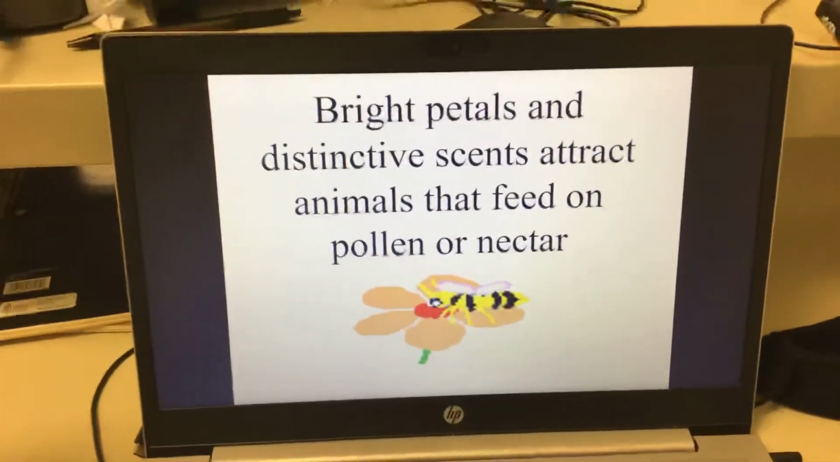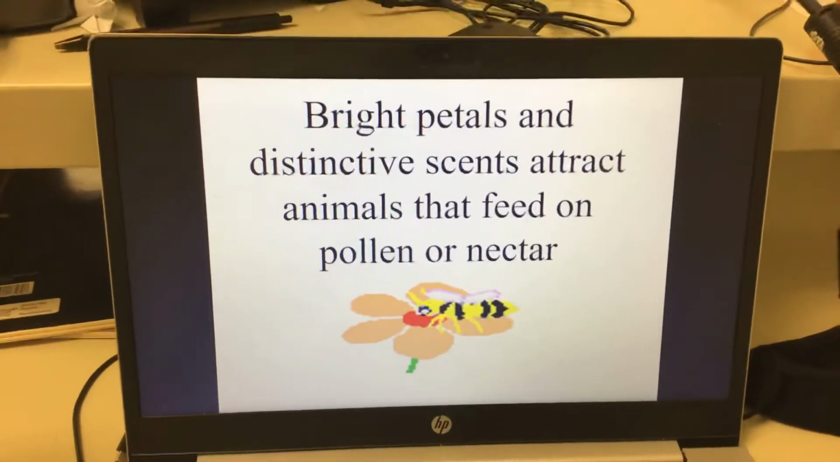plants are doing to insects to get them to pollinate. Hey, I got this good nectar here. Why don't you come get some? Oh, by the way, why don't you carry this pollen for me?